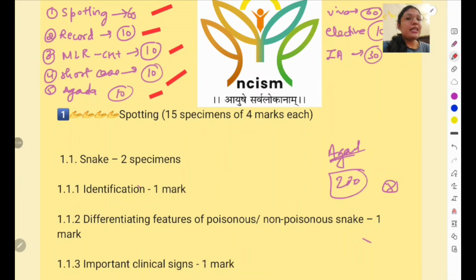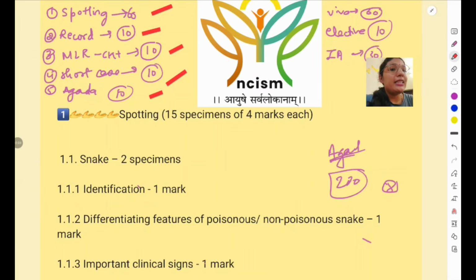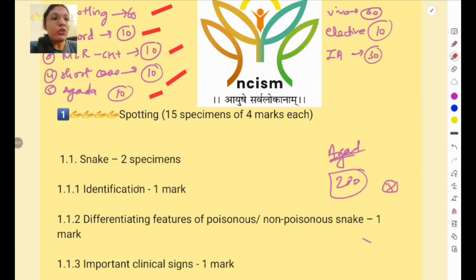One Agada is given, then we have to write all the ingredients and indications of that Agada. Next is the viva, which constitutes 60 marks, and the viva mark distribution is also given in this video. Next, 10 marks for elective, that we already got, and 30 marks for your whole year internal assessment. So let's start our video without wasting our time.